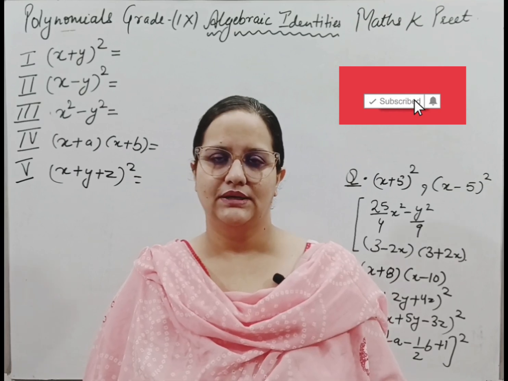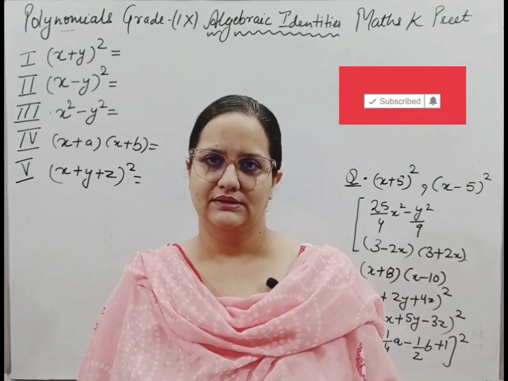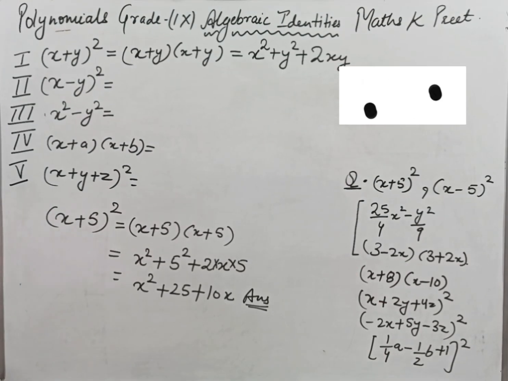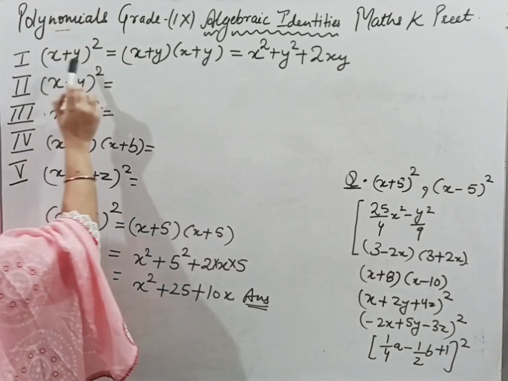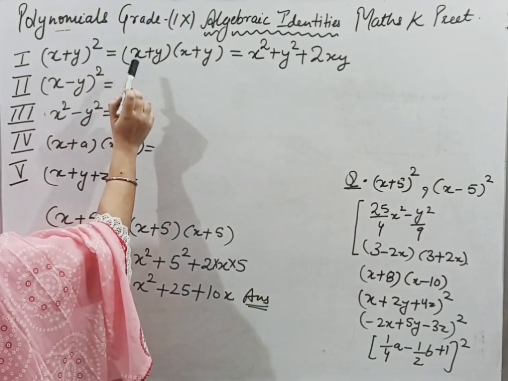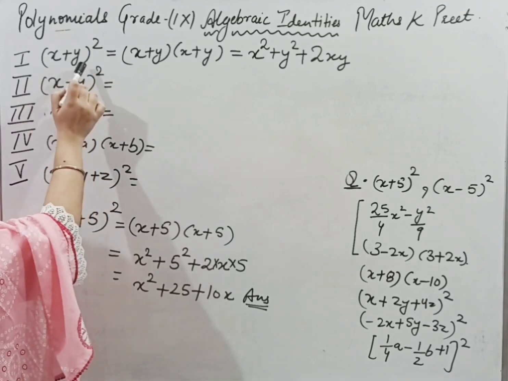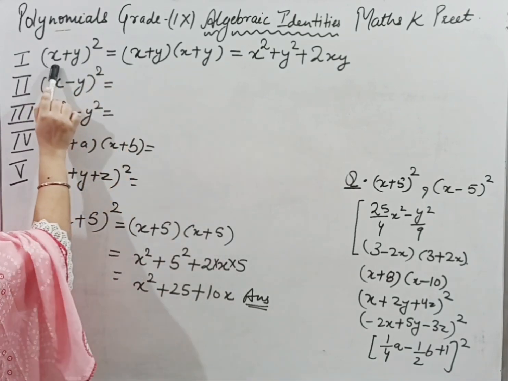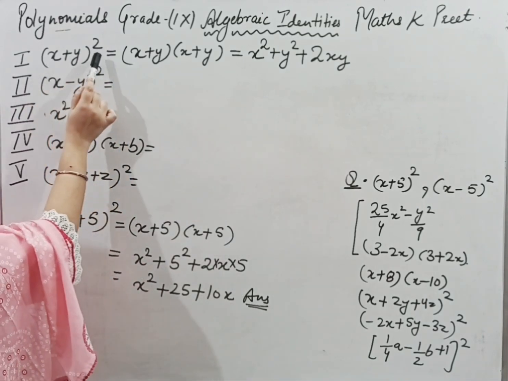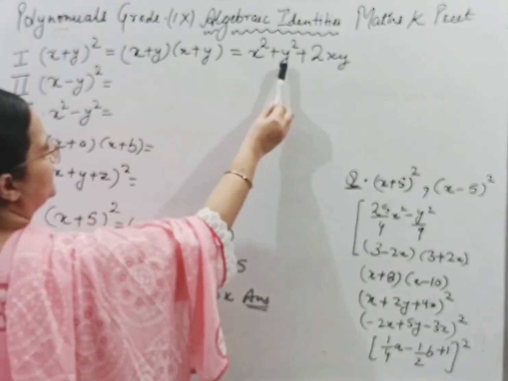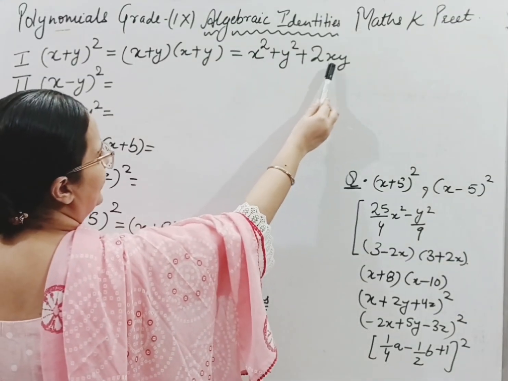So today we will see the last topic, that is algebraic identities. The first identity is (x plus y) whole square. (x plus y) whole square means I have to write x plus y two times, and the expansion for this identity is x square plus y square plus 2 times xy.